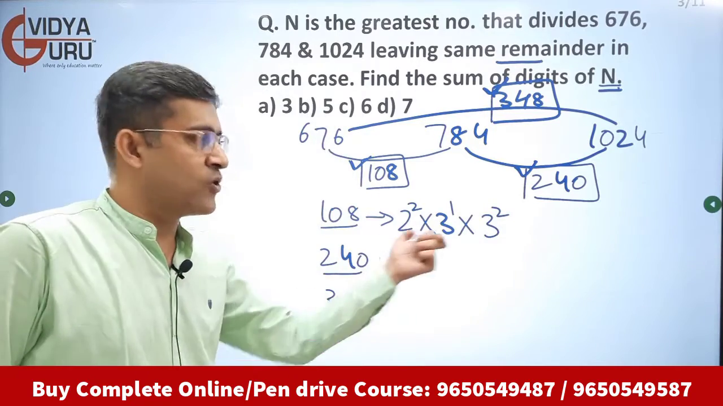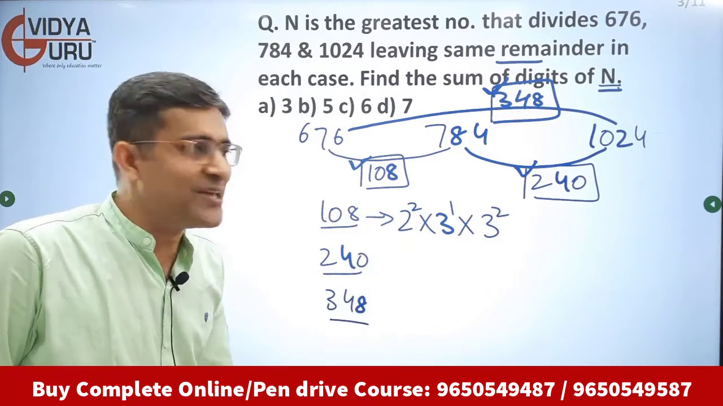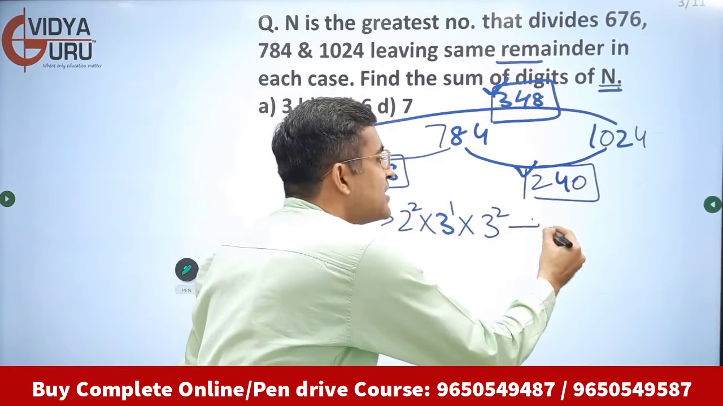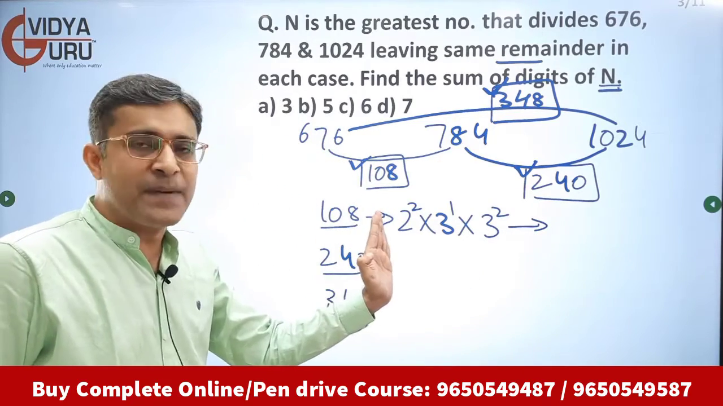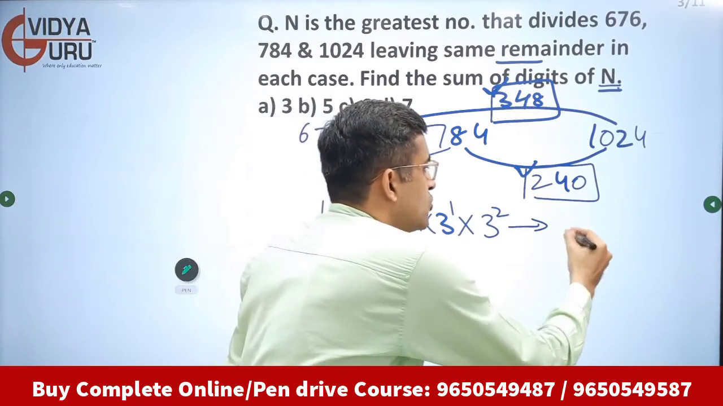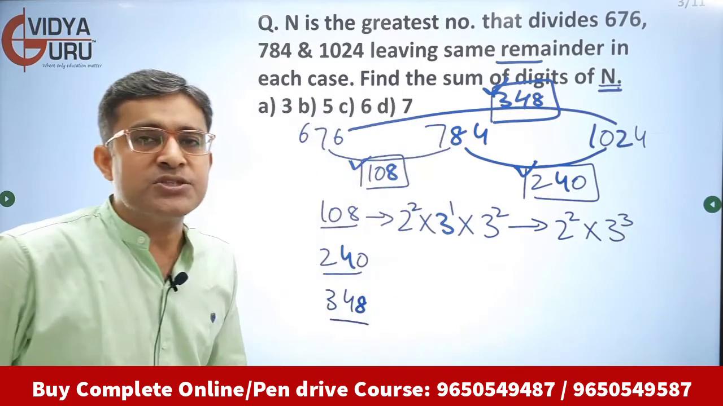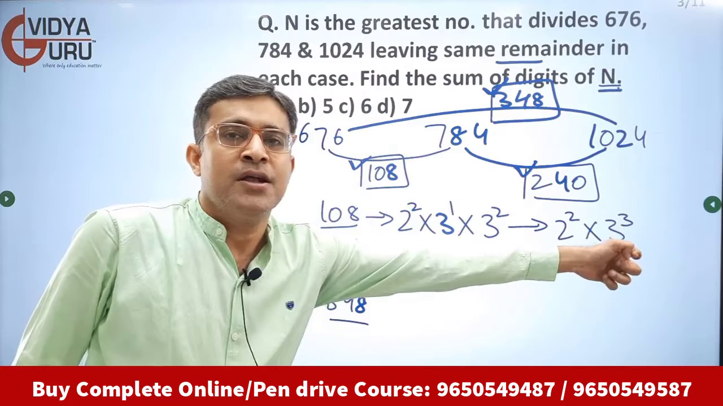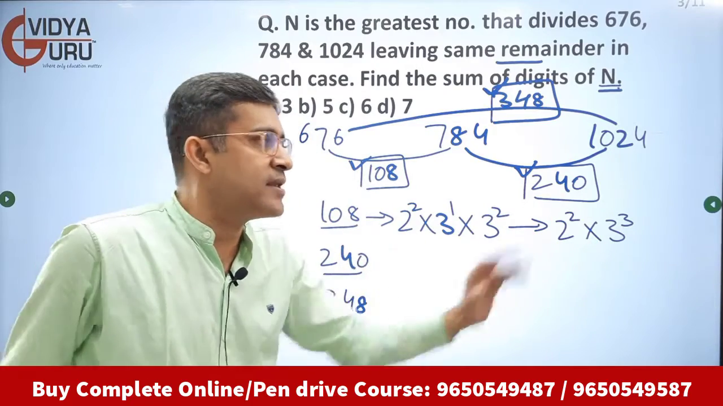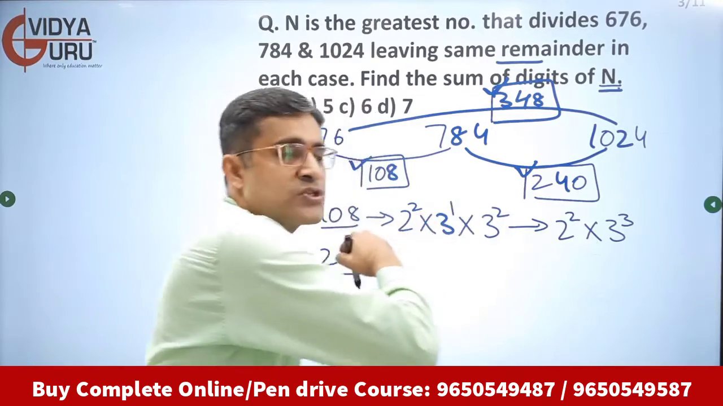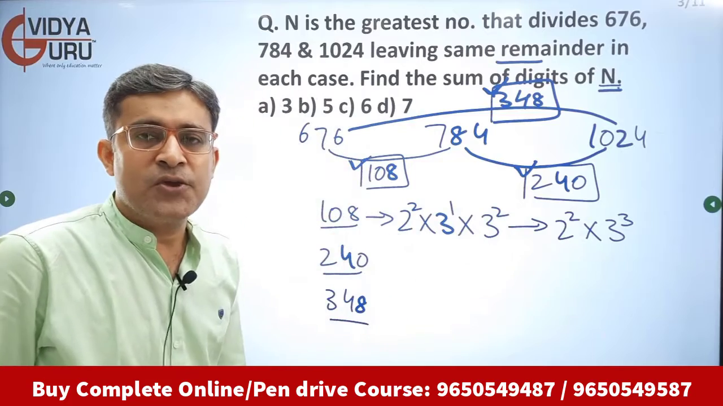Yes or no? Look at it. I have written 12 nines are 108. So now let's aggregate the powers. So 2 square into 3 raised to power 3. 12 nines are 108 has now been written in this form: 2 square into 3 cube.